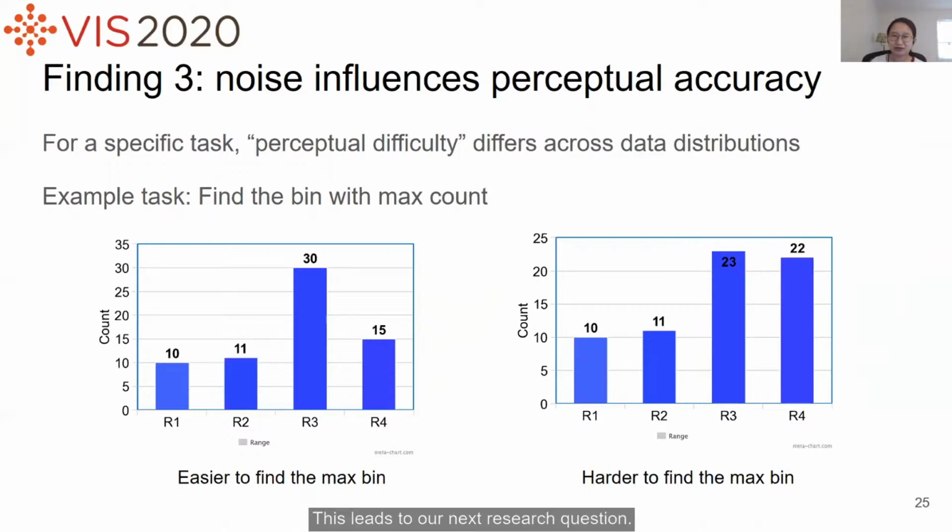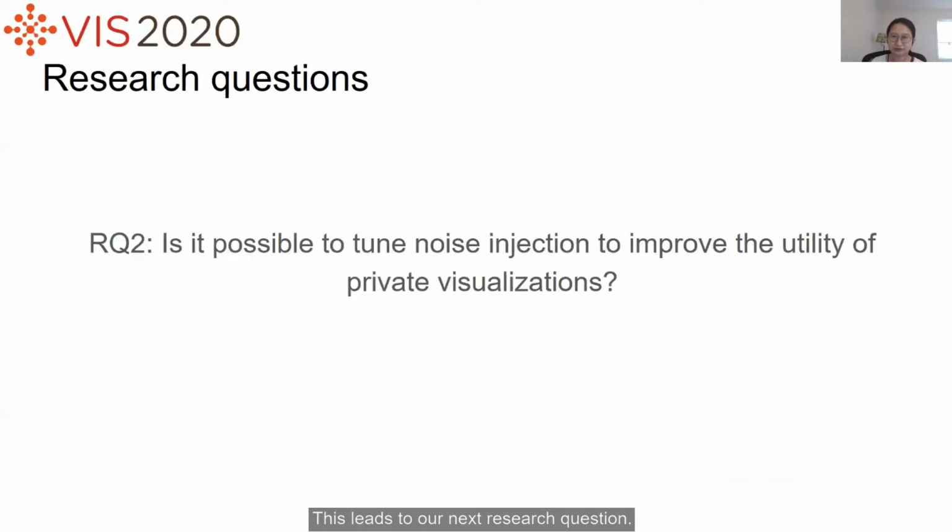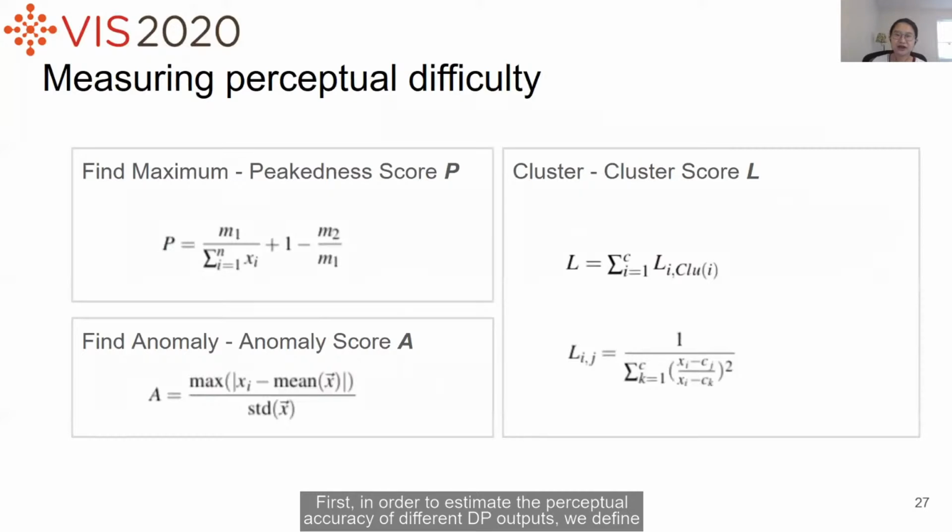This leads to our next research question. Is it possible to tune noise injection to improve the utility of private visualizations? First, in order to estimate the perceptual accuracy of different DP outputs, we define several distribution metrics that capture the difficulty to perform a visual task.